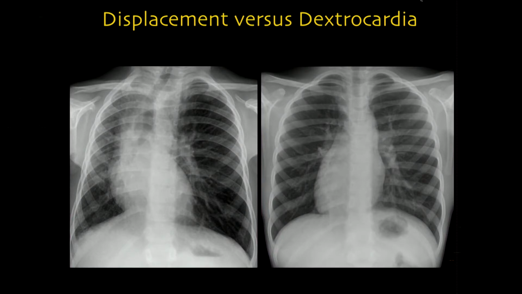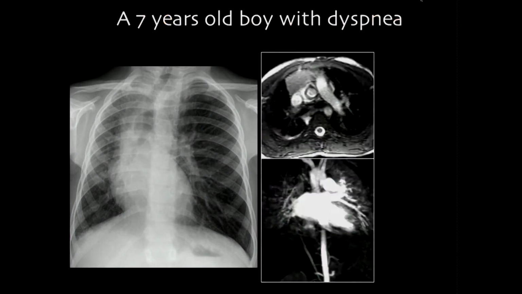Or differential diagnosis, the left lung volume is large. Okay? So the aortic arch is actually on the left side in this case, and then this is the MR angio study. You have your main pulmonary artery only giving rise to the left pulmonary artery. Right pulmonary artery is completely missing. Absence of right pulmonary artery.